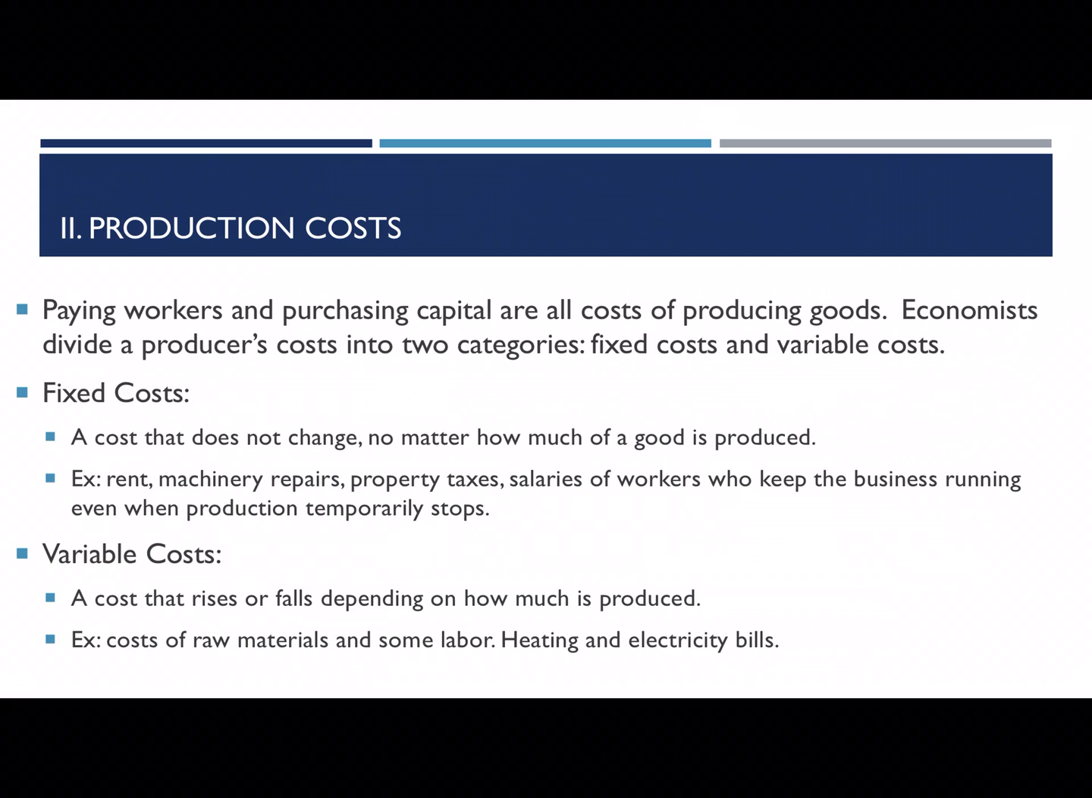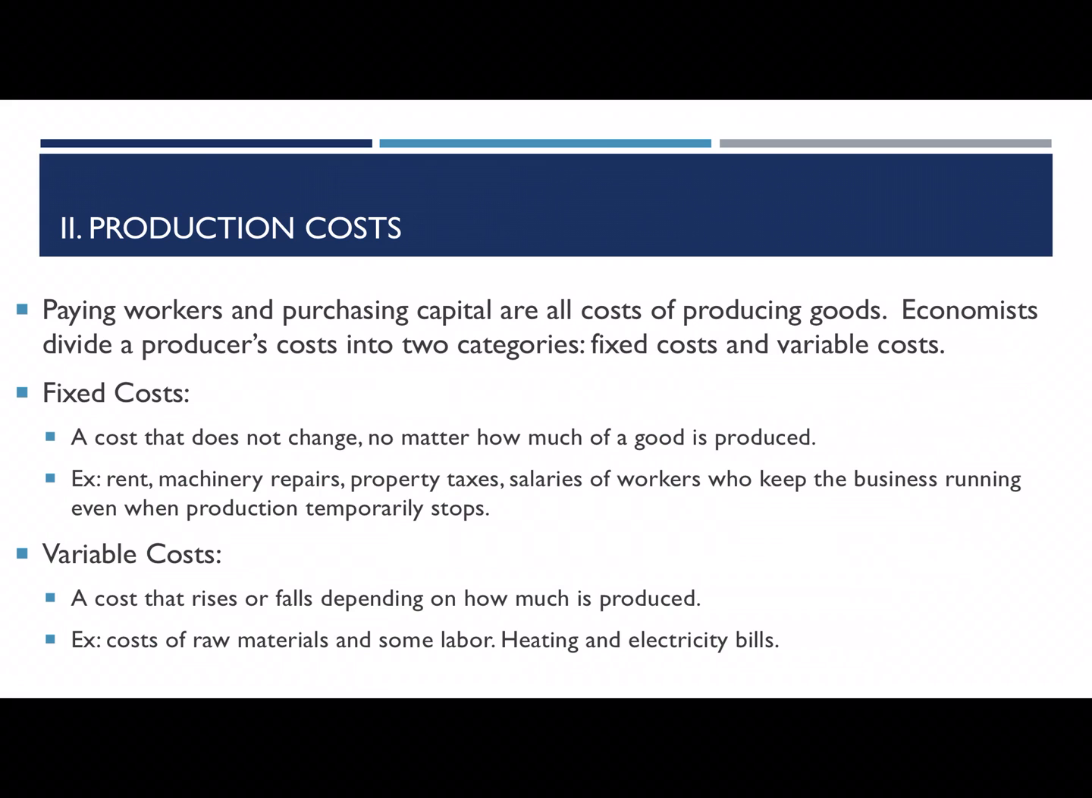So example, rent. Now, rent can potentially change if you switch office buildings, but usually when you rent a building or an office apartment, you're fixed for that amount for a significant time. Sometimes it's a year, sometimes it's 2. So rent, machinery repairs, property taxes, salaries of your workers, that obviously can change year to year, raises, etc. But those would all be examples of fixed costs. They're not going to change month to month.